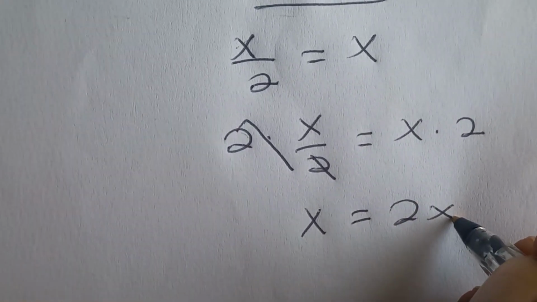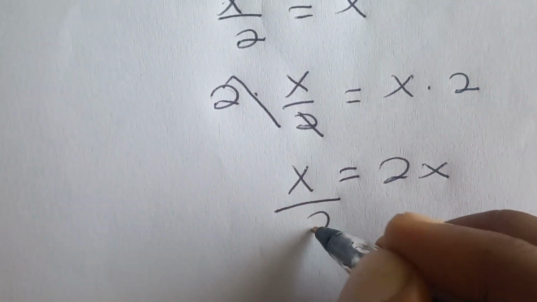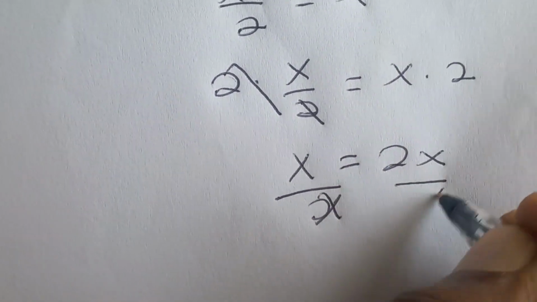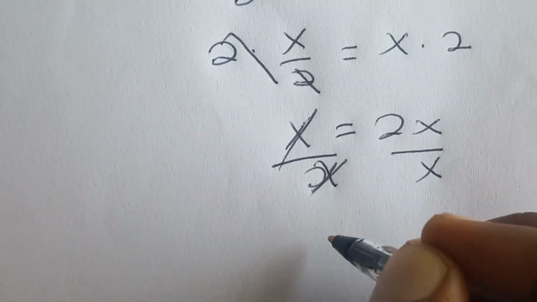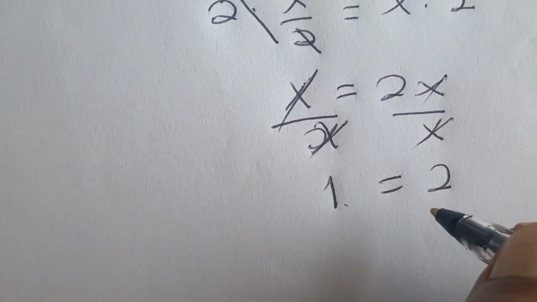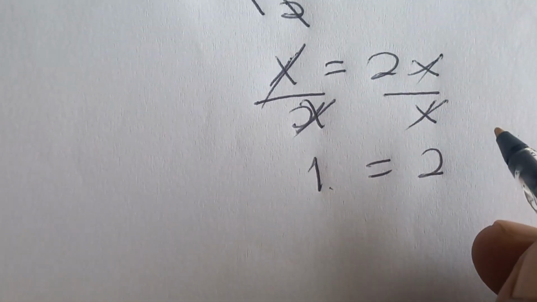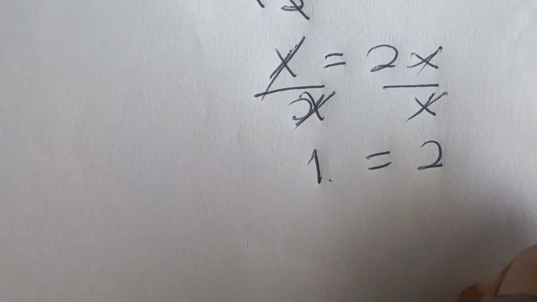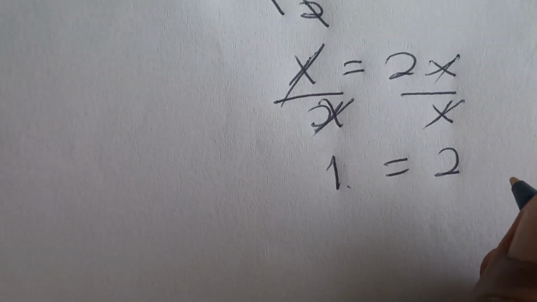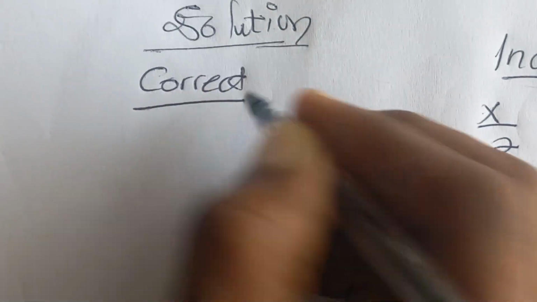Now, then you can divide both sides by x. So x will cancel x, which is equal to 1. This one will cancel, which is 2. So 1 is equal to 2 is a wrong approach for this question. Now let us try to solve the correct method. So let us solve the correct one here.